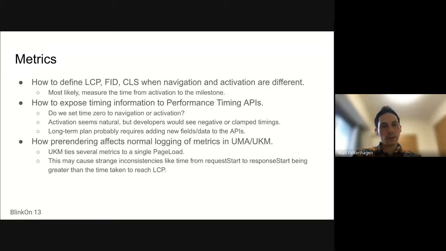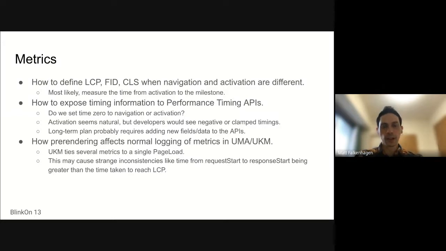So going into some more challenges and issues that we consider as we're designing and implementing this. One is what we do with metrics. So how do we define the core web vital metrics in the pre-rendering world? So longest contentful paint, first input delay, and layout shift. What do these mean? Most likely, we're going to measure the time from activation to when the milestone is considered done, as opposed to when pre-rendering started.